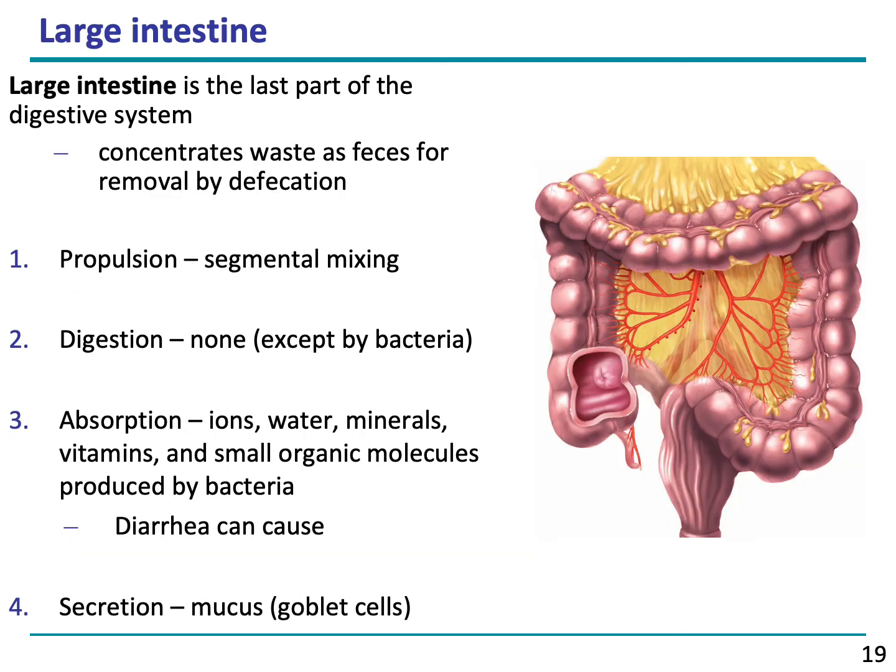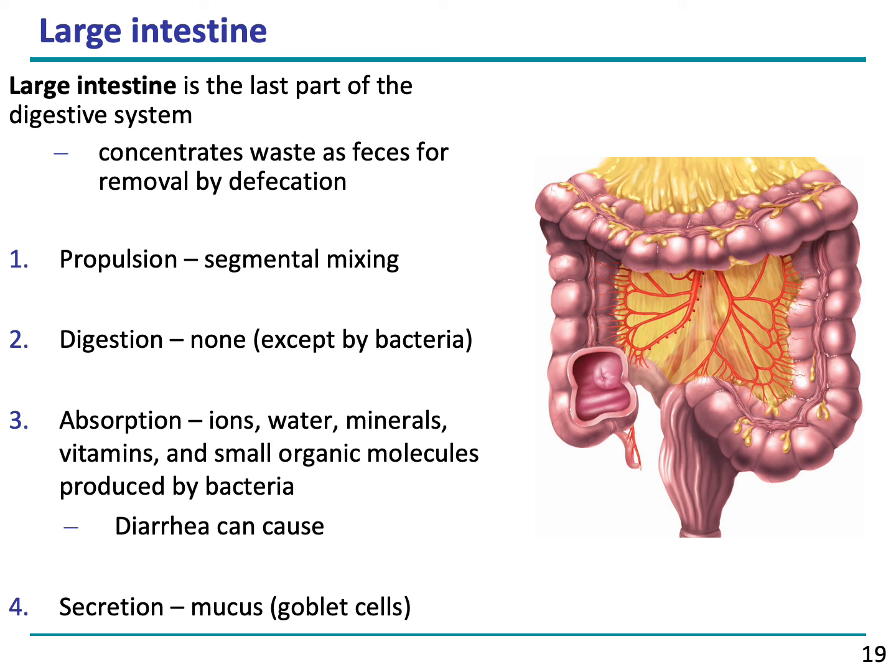The large intestine is the last part of the digestive system. It's the location where waste is concentrated as feces for removal by defecation. Propulsion here, movement of feces, is actually performed by segmental mixing. And digestion, we really don't do much digestion in the large intestine. Most of the digestion is done by our good bacteria.